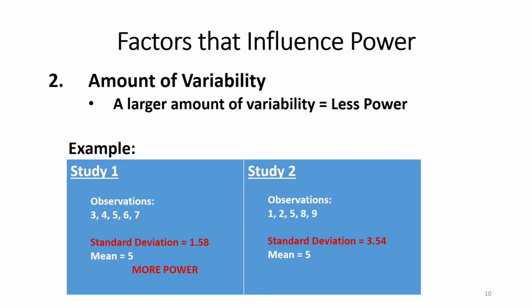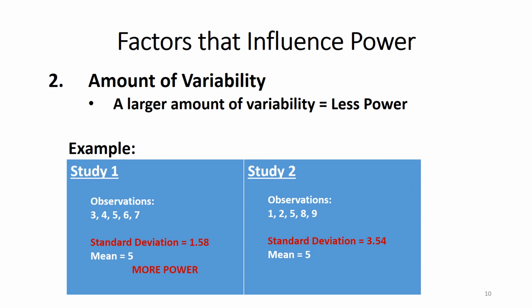Okay. Study 2, we once again collect 5 observations from individuals. But now the numbers are slightly different. So now we have an observation of a 1, a 2, a 5, an 8, and a 9. So for this group of 5 individuals and their scores, 1, 2, 5, 8, 9, we compute the mean. Well, sure enough, the mean is 5. So both study 1 and study 2 have the exact same mean. But does that mean that they're similar? Or is their mean an accurate and trustworthy and reliable representation of what's going on in that group?